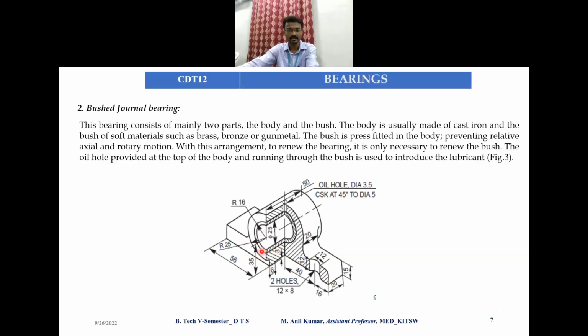The bush will be fitted. This is called press fit, and this arrangement will renew the bearing. And the oil hole is provided here, having a diameter of 3.5 mm, countersunk at 45 degrees, providing the running oil into the bush.